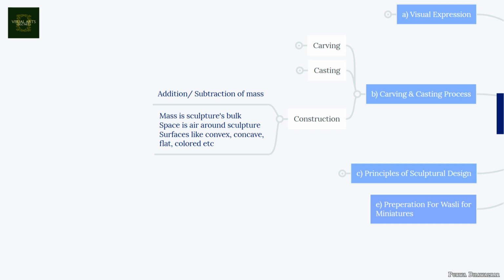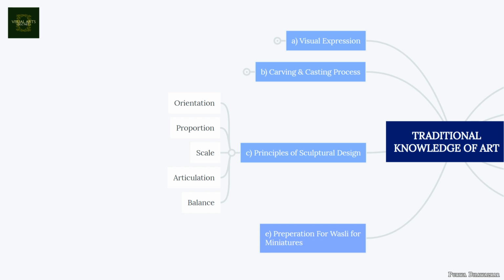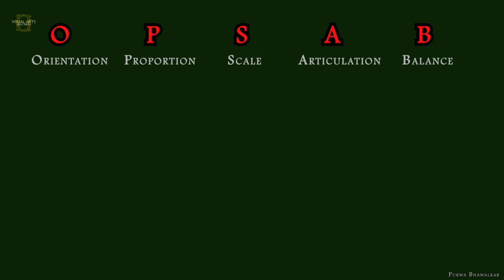Construction in sculpture means building up a three-dimensional form by joining together different materials rather than carving away from a solid block. It's like assembling a structure piece by piece. Even this is an additive process. Next are the principles of sculptural design. Personally, I remember these as OPSAB: orientation, proportion, scale, articulation, and balance. It's easier to remember this way.